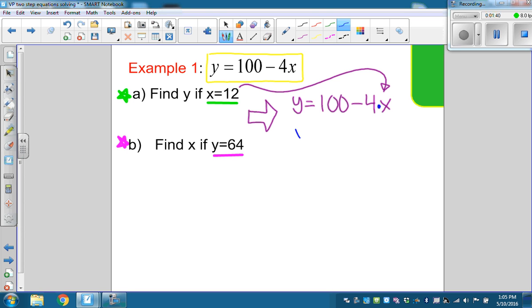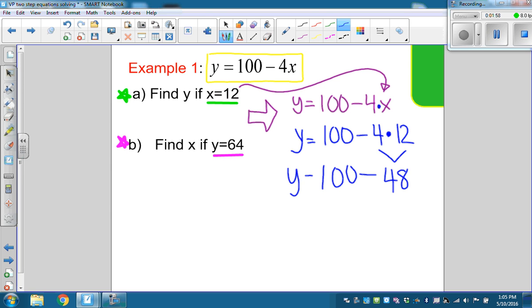So to solve this, we're going to say y is equal to 100 minus 4 times 12. 4 times 12 is 48. So y is equal to 100 minus 48. 100 minus 48 is 52. So y is 52 when x is 12.